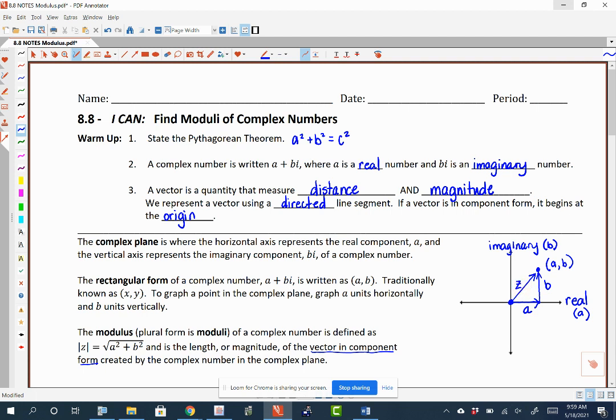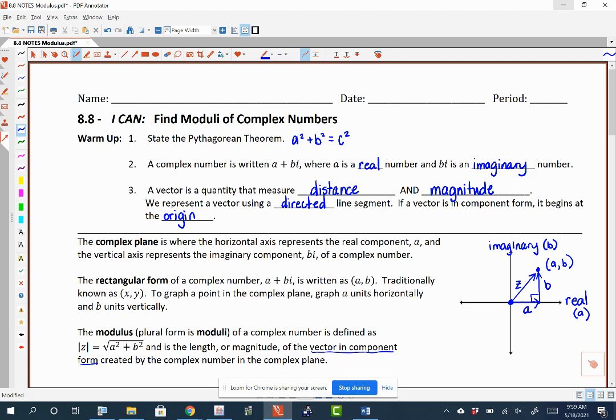Every time a horizontal and a vertical vector intersect, we'd get a right triangle. So essentially, we're just using the Pythagorean theorem to find the magnitude of this vector. That's what those vertical lines around the z are representing, that magnitude, trying to find that length. So we have vectors now that we can find the magnitude of using our Pythagorean theorem, and we now know that this is going to be called a modulus. For complex numbers, we'll call this a modulus, or if we find plural forms, we'd say moduli.